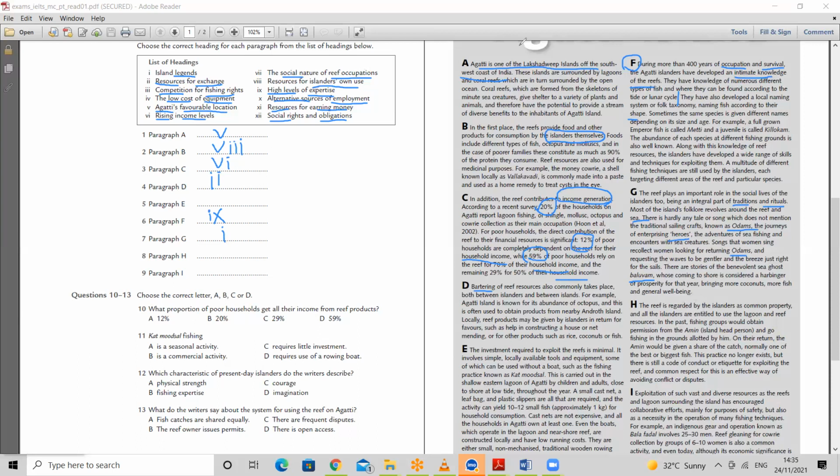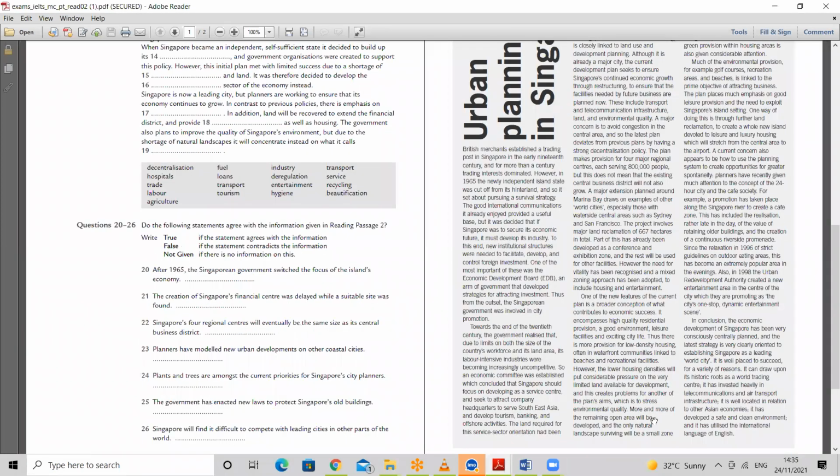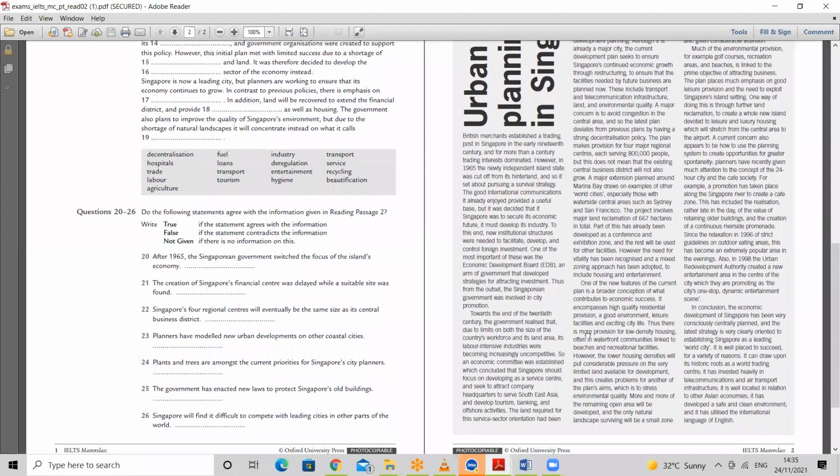Now, let's look at the other type of question. This time we are looking at one of the most common types of questions that students meet with a lot of issues and problems, and that question type is called true, false, and not given.